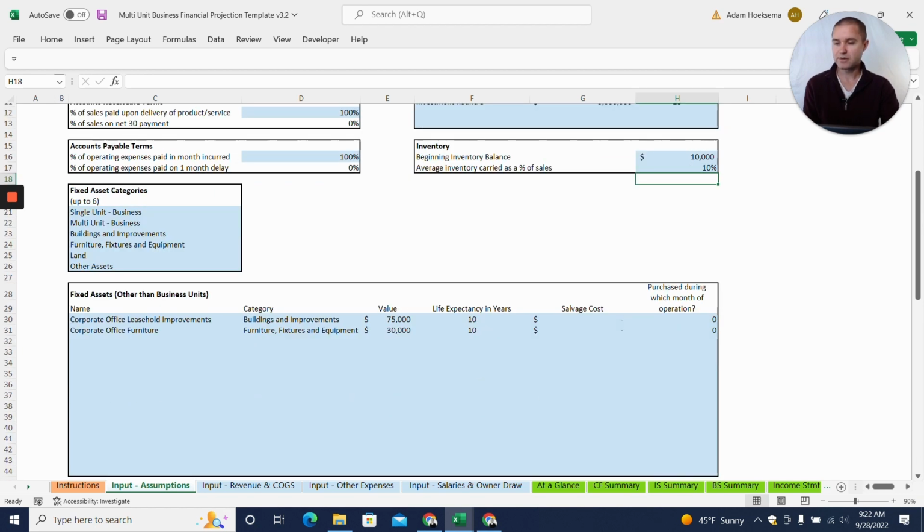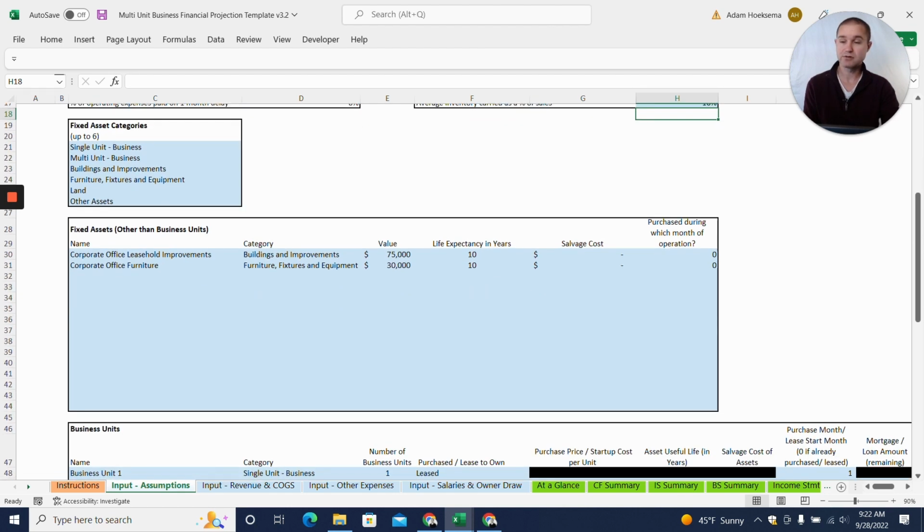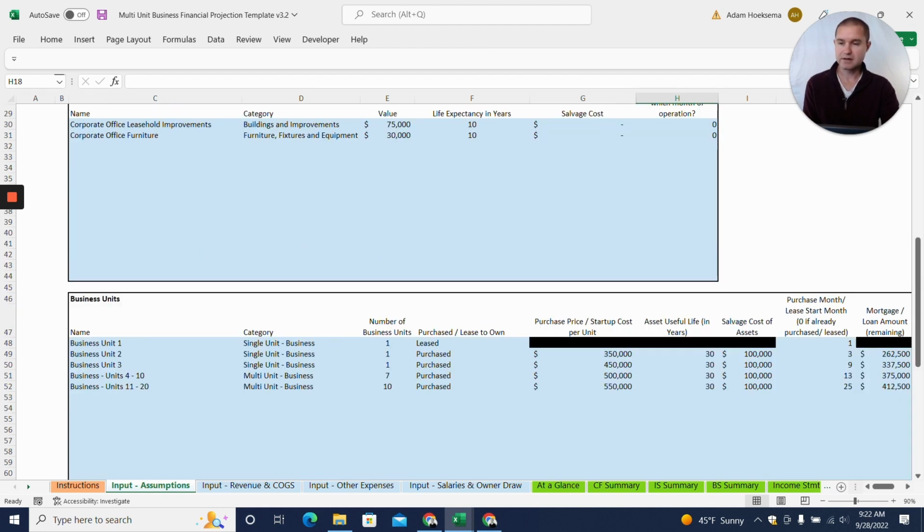All right, so then what we can do here is add in fixed assets other than the individual business units that you'll be rolling up. So this would be the corporate office type fixed assets. We could have some leasehold improvements for a corporate office, maybe that we're renting, and maybe we have some furniture. So I added those in.